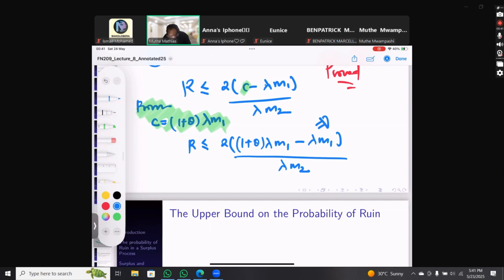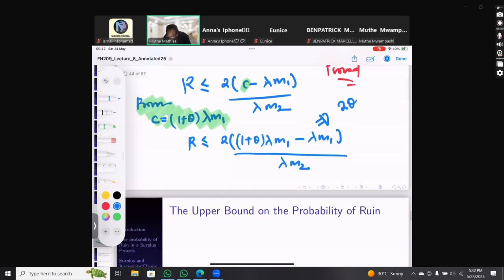What can we do here now? Because we know this part, everything will cancel, and we're going to remain with theta lambda M1, divided by lambda M2. If you simplify this, you'll get 2 out, and you're going to remain with theta M1 divided by M2, right? So this is actually what you're going to get.